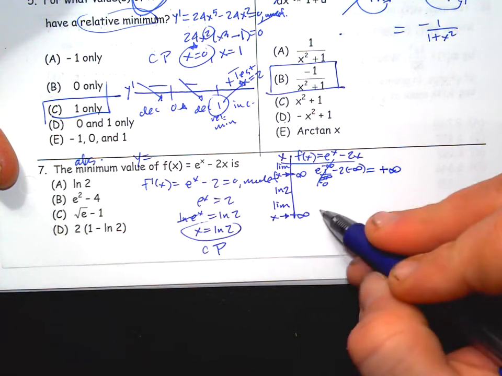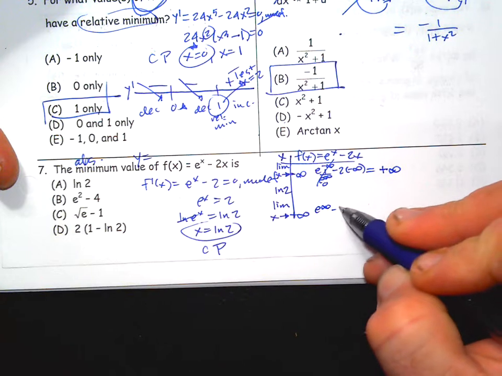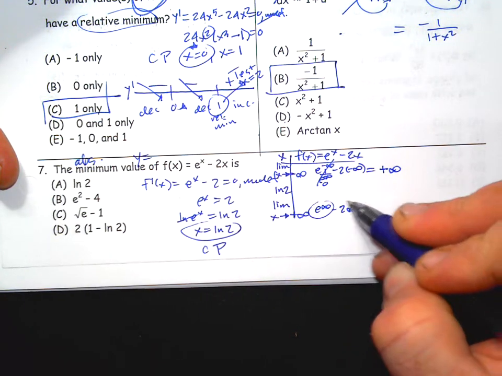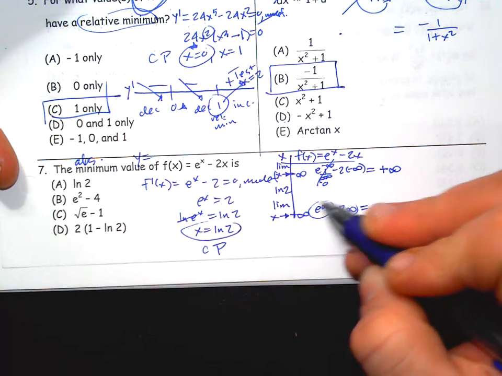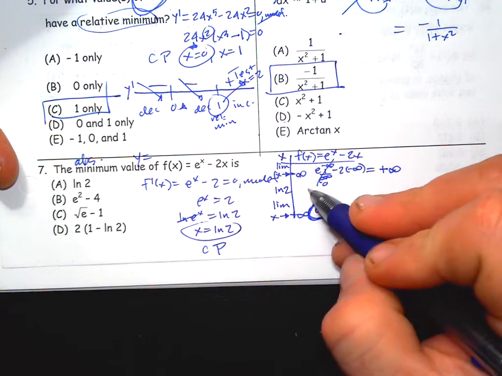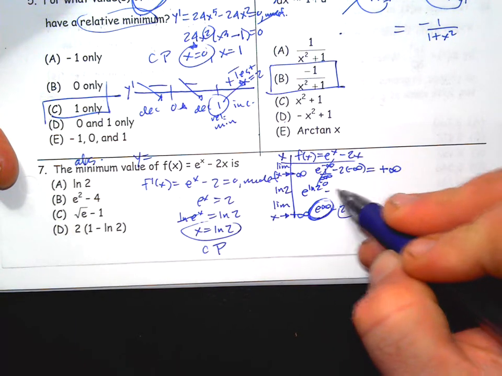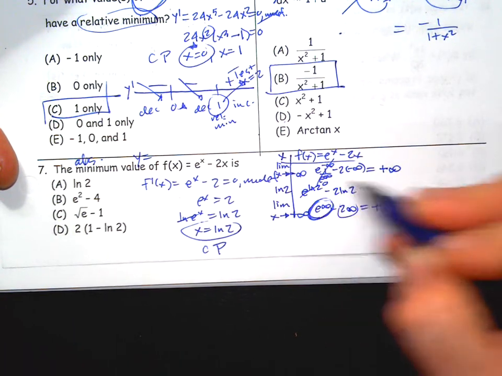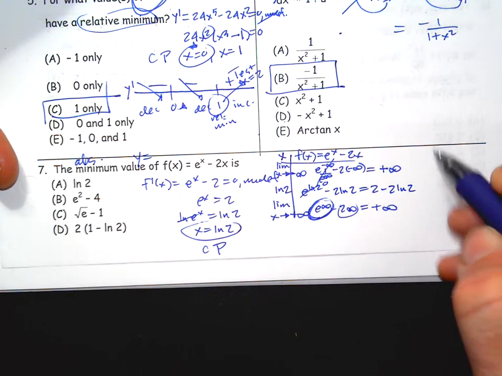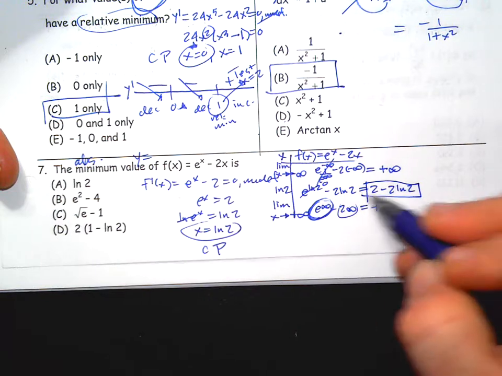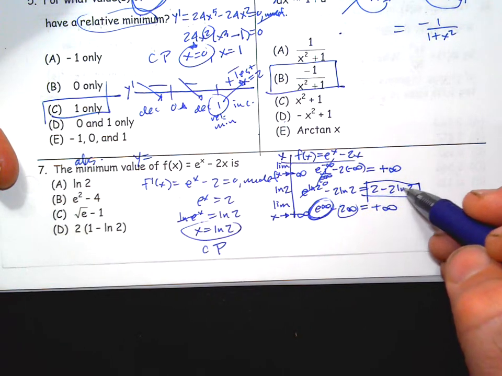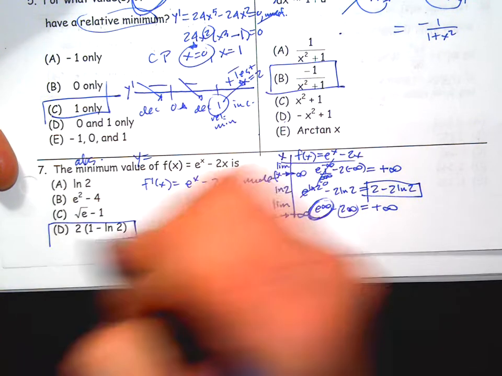If you go to positive infinity, you get e to the infinity minus 2 times infinity. This goes to infinity, this goes to infinity. We're subtracting it, but e to the infinity is the dominant term, so it's going to go to positive infinity. So if you do e to the natural log of 2 minus 2 natural log of 2, that's going to be 2 minus 2 natural log of 2. This has to be the absolute min because it goes up forever on both sides. So this is a relative min, but it's also the absolute min, which matches answer D.